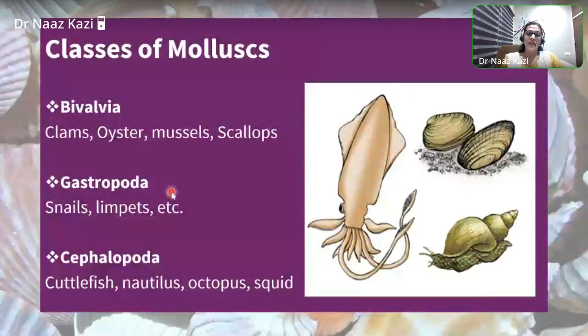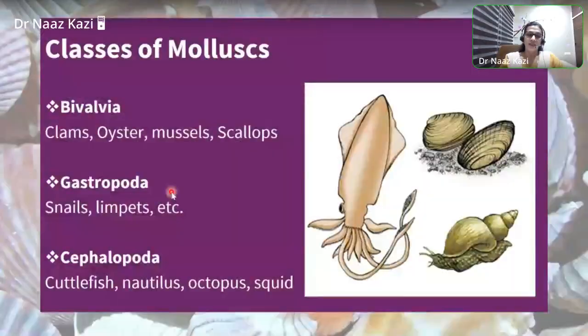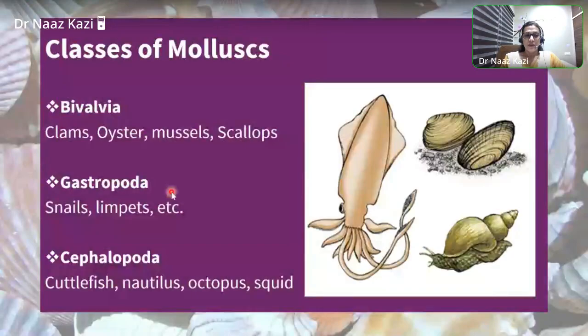Gastro meaning the stomach, poda is foot. So this class mostly walks on its stomach, that is on the tummy. And we have snails and limpets here. We also have murex here.